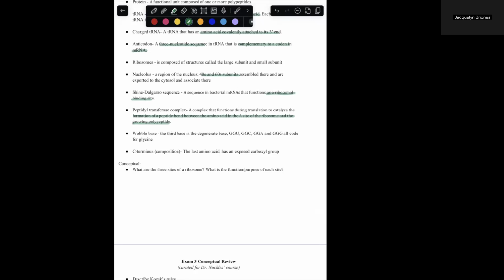Now the wobble base is the third base. The third base is a degenerate base. For example, these all code for the same amino acid, but they all have a different third base. So the third base can kind of be pointless, because you end up with the same thing. That's why it's called the wobble base. Like it could go either way. The C terminus is the last amino acid, and it has an exposed carboxyl group.